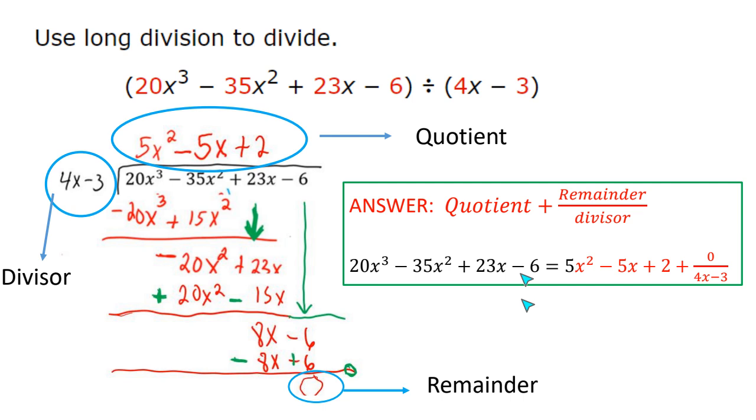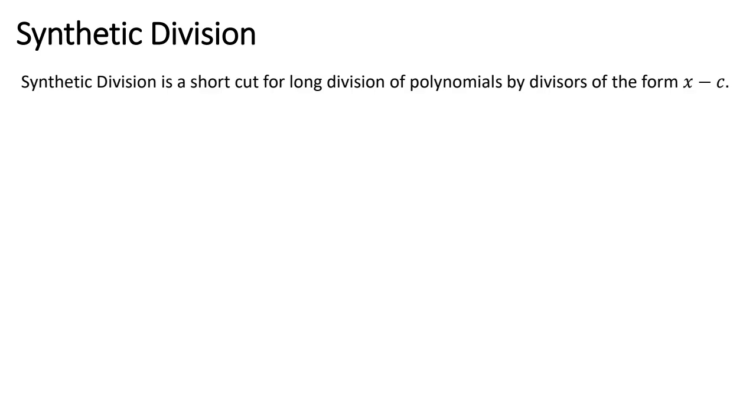So your answer, we write it as our quotient, 5x squared minus 5x plus 2, plus the remainder of 0 divided by the divisor. Now, long division is one way to do this, but there is a different way which is a little bit faster and quicker, I think. And so that's the synthetic division.